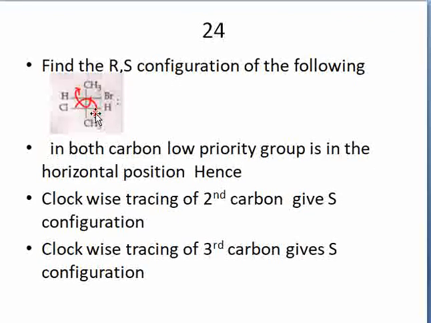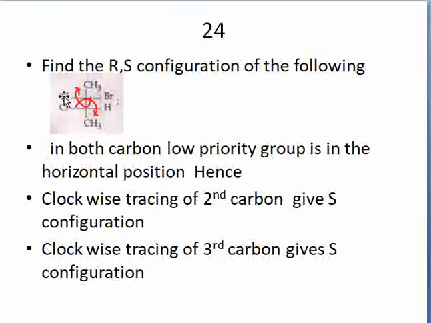Now, take an example: find the R and S configurations of the molecule. This question was asked in PGTRB 2014. This is the molecule. We have to number the carbons 1, 2, 3 and 4 from this carbon. Bromine has the highest atomic number, so we assign number 1 to it. Chlorine is attached to the next carbon, so we give number 2 to it. The methyl group has number 3 and hydrogen has number 4.